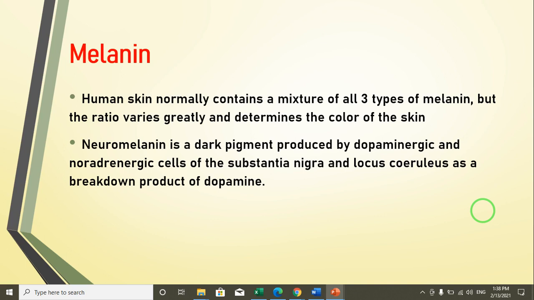Sometimes we hear about another molecule called neuromelanin. This is found only in certain parts of the brain, mainly in the substantia nigra, and it is usually the breakdown product of catecholamine metabolism, mainly of dopamine.